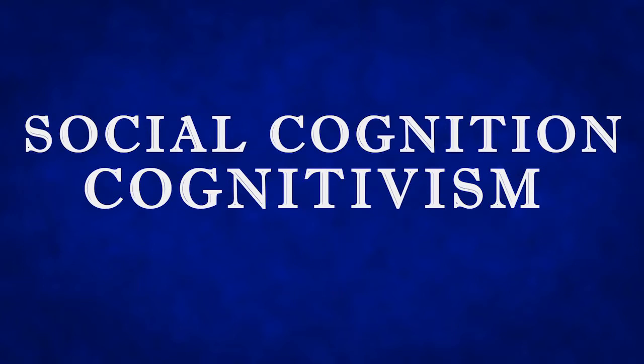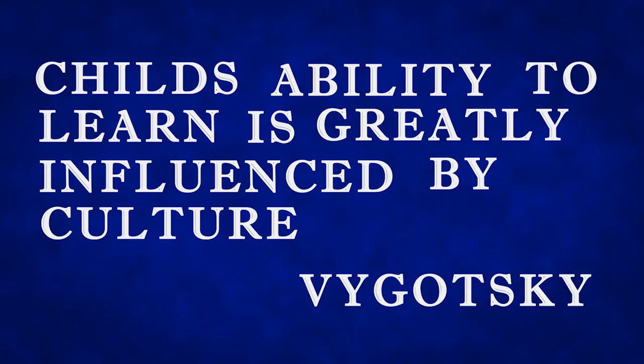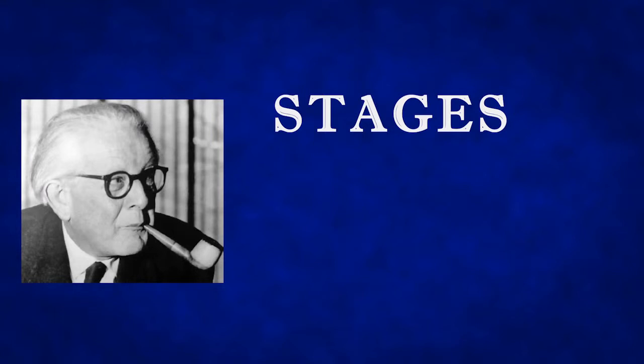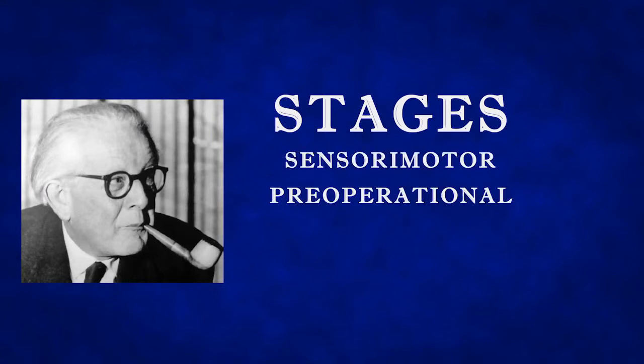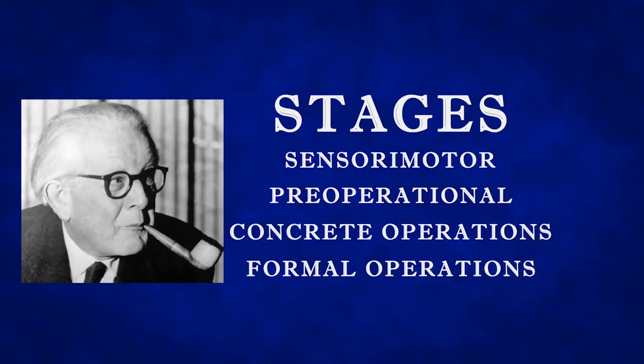Lev Vygotsky claimed a child's ability to learn is greatly influenced by their culture. An example of this would be language. Through interaction with others, learning is advanced through the use of language. Jean Piaget added the idea to cognitivism that children build cognitive structures depending on the stages of the child's development. He described 4 cognitive structures: sensory motor from 0 to 2 years, pre-operational from 2 to 7 years, concrete operational from 7 to 12 years, and formal operational from 12 to 15 years.